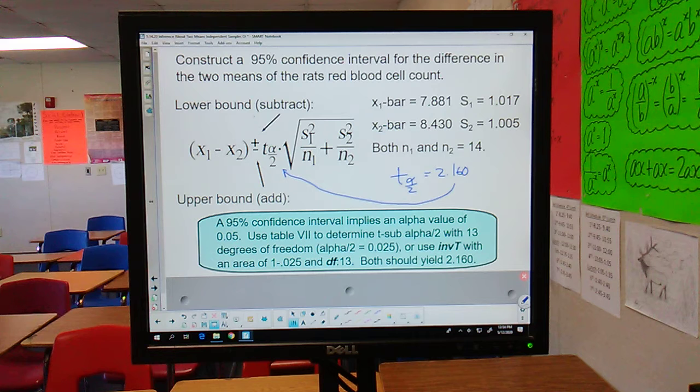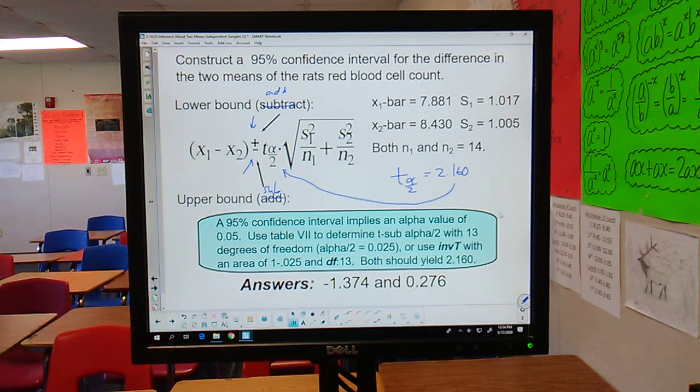Work all that out. One of them you add, one of them you subtract. Okay, that should have been the other way around, subtract there, but it still means the same thing. One of them you're adding, one of them you're subtracting. Pause the video, see what you get. Okay, did you get negative 1.374 and 0.276? If you didn't, email me.